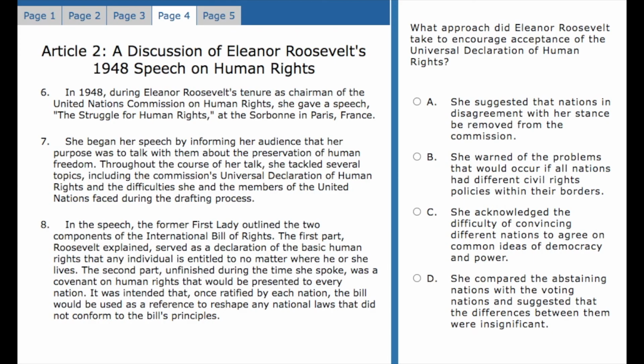We go on. It says, in the speech, the former First Lady outlined the two components of the International Bill of Rights. The first part, Roosevelt explained, served as a declaration of the basic human rights that any individual is entitled to no matter where he or she lives. The second part, unfinished at the time she spoke, was a covenant on human rights that would be presented to every nation. It was intended that once ratified by each nation, the bill would be used as a reference to reshape any national laws that did not conform to the bill's principles.